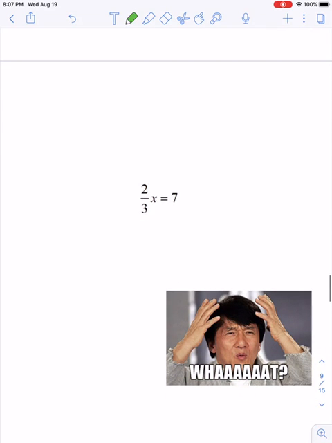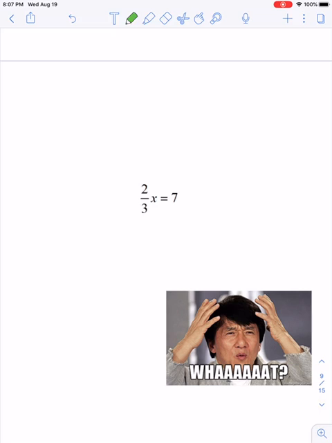Now, what about this one here? We've got 2/3 x is equal to 7. There's a couple ways that you can do this one, and I've seen kids do it multiple ways. Sometimes they think, well, since it's dividing by 3, I'm going to multiply by 3 first, which is fine, and then they're left with 2x, and they say, well, then I have to divide by 2. That works. You can do this in 2 steps.